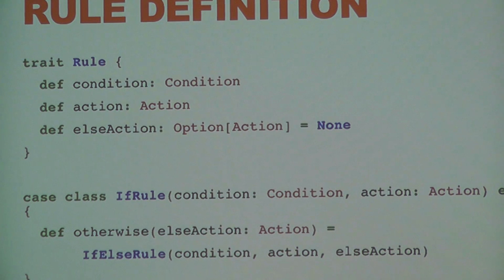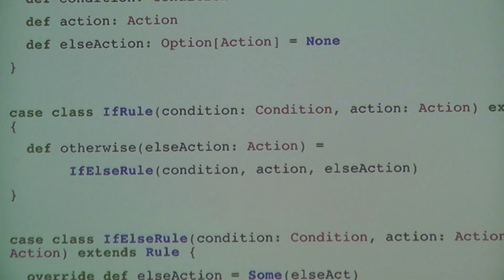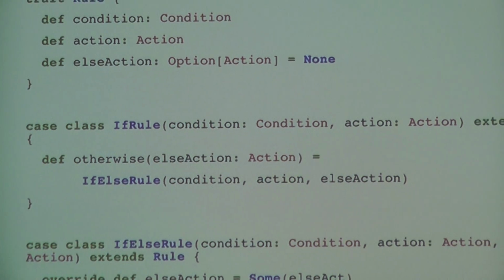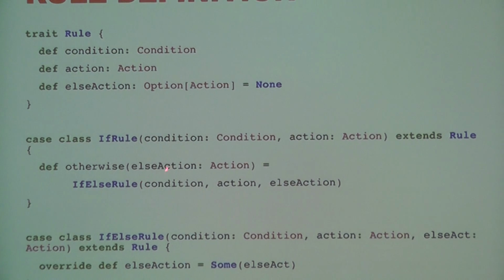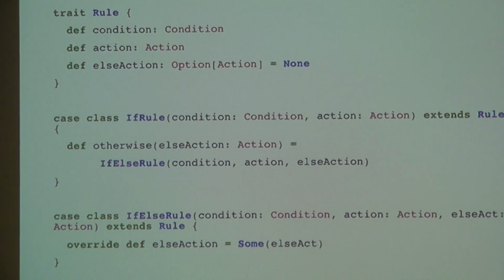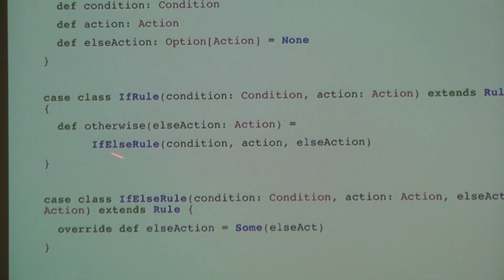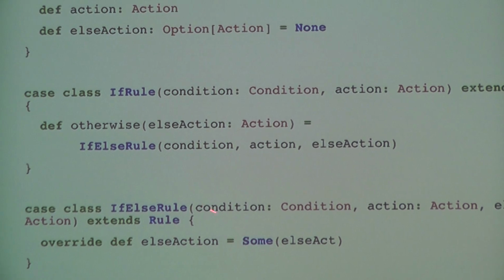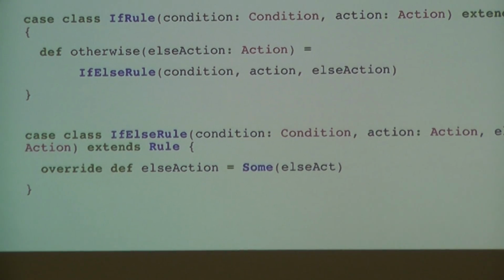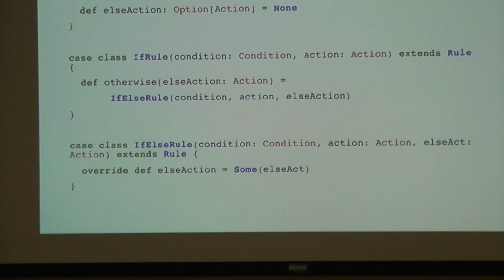So we'll define two different types of rules. One that's just like an if-then rule, and the other type of rule that has an if-then-else. And you'll notice for the if rule, we'll have an otherwise method that allows us to put in an else action and get an if-else rule in return. And of course, our if-else rule will not have this otherwise method because it already has an else action.